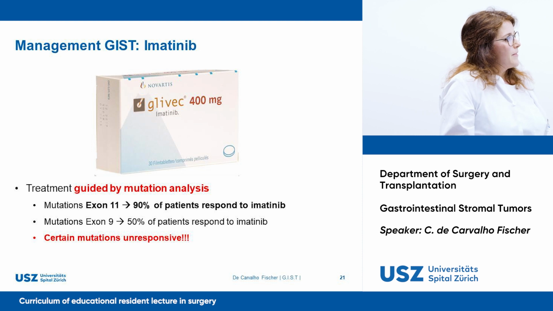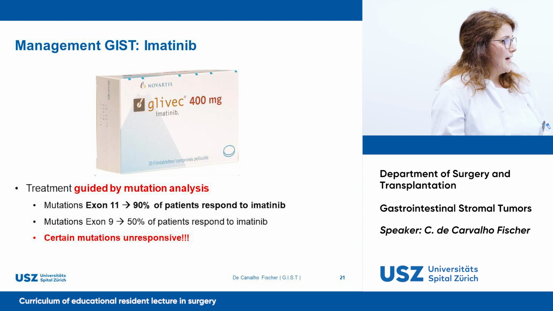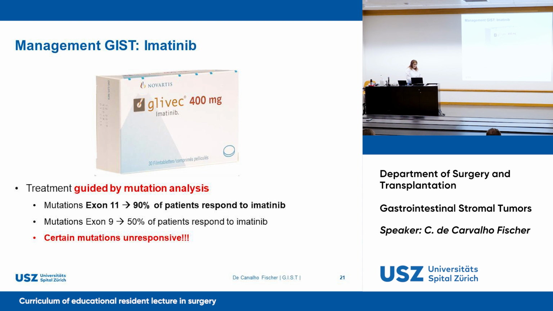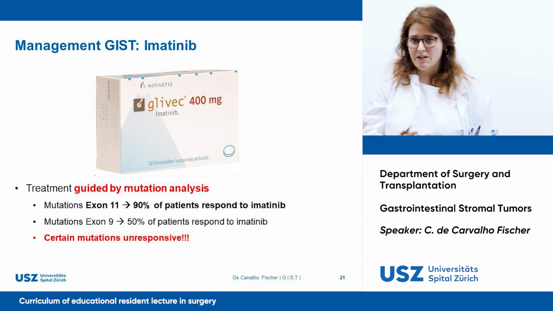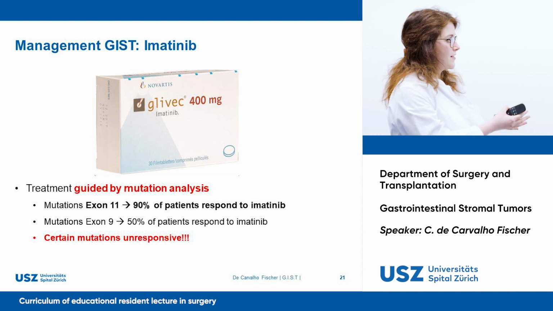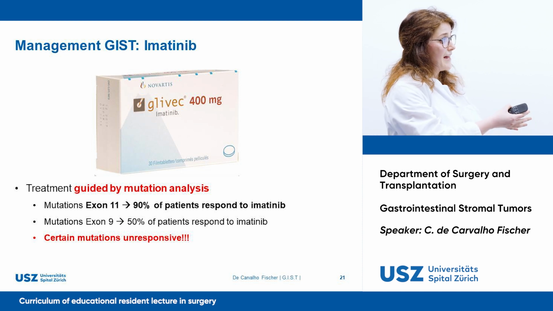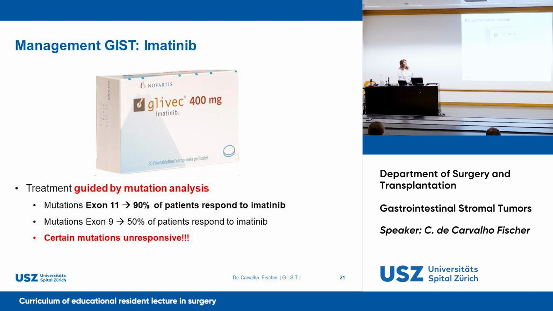So treatment with imatinib is guided by mutation analysis, which is why it's important that we have genetic testing before we begin therapy. So most GISTs will have a mutation in exon 11. In these cases, most patients respond to imatinib. However, other mutations may not be so responsive, such as exon 9. These patients don't respond as well, and they often require a double dose. So 800 milligrams a day rather than 400.